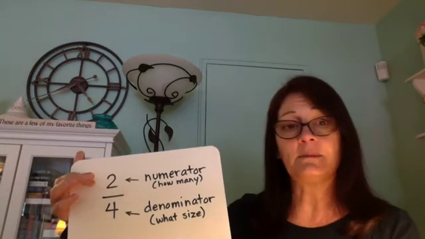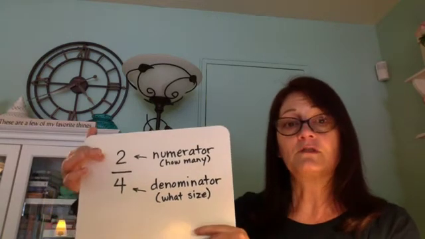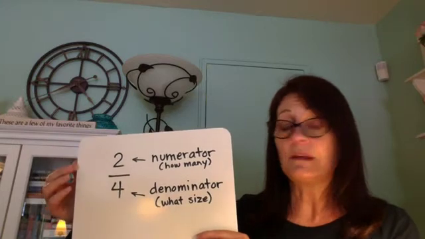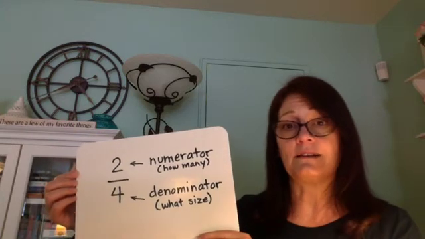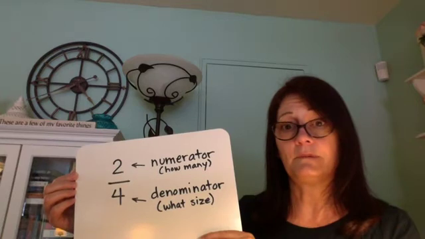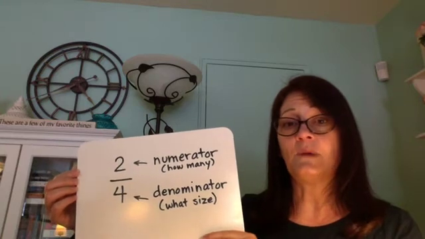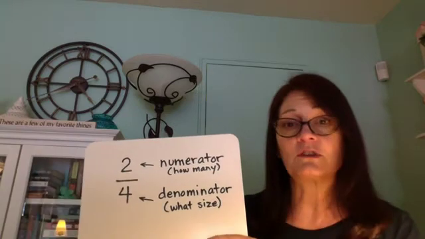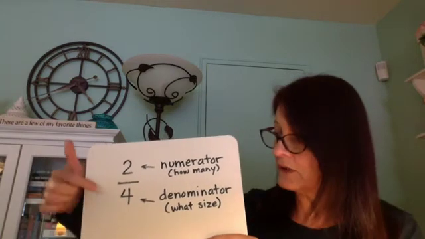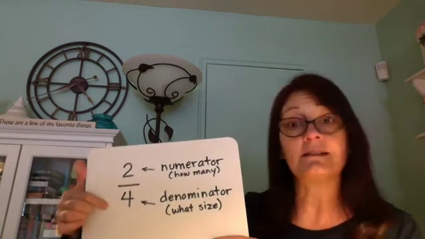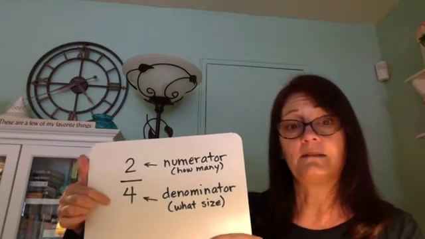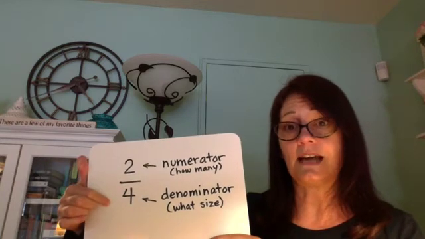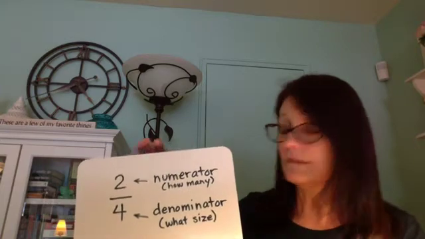This is how many of the pieces you have. Okay, so the numerator is how many, the denominator is what size. Okay, got it? And the way to tell the difference is the denominator, the word starts with a D, D down below the line. Down below the line is the denominator. Got that? D down. Okay. So, here are some fractions.